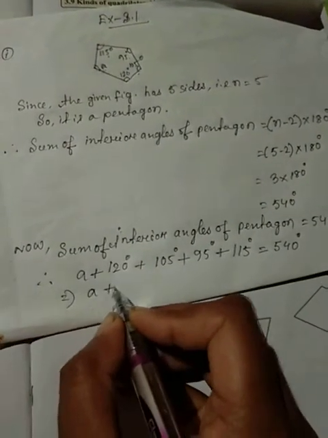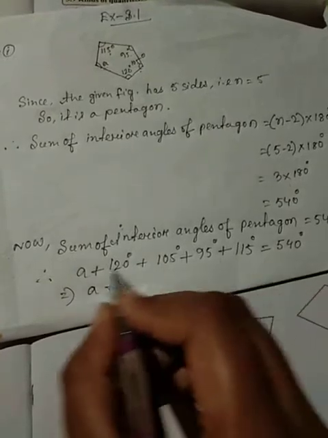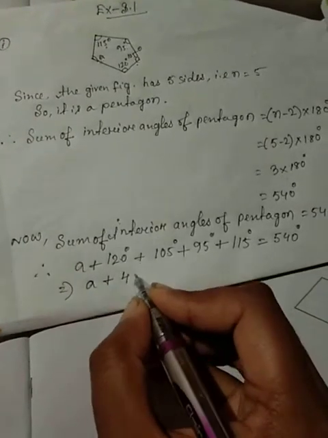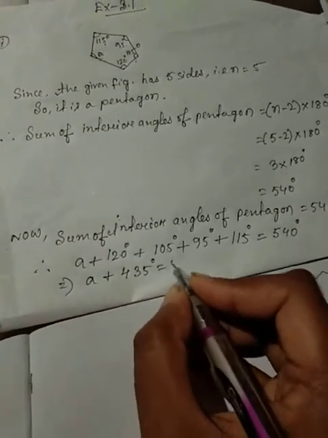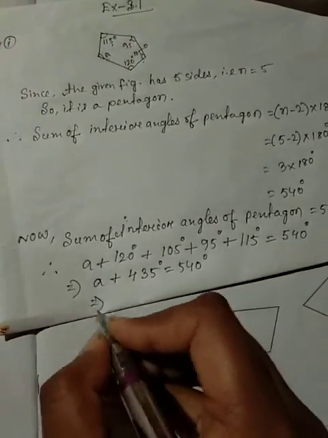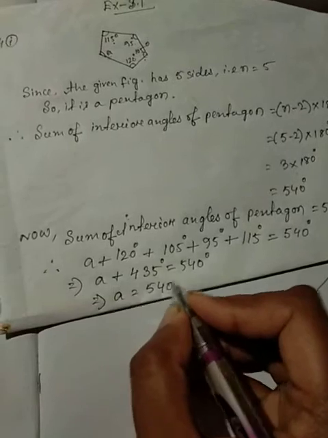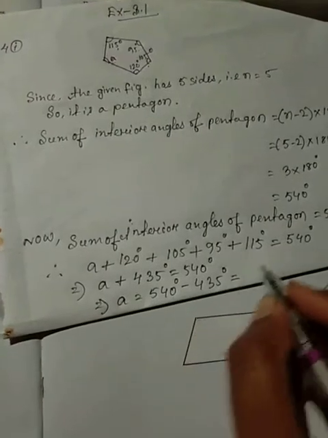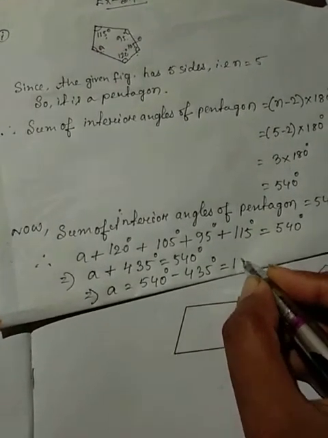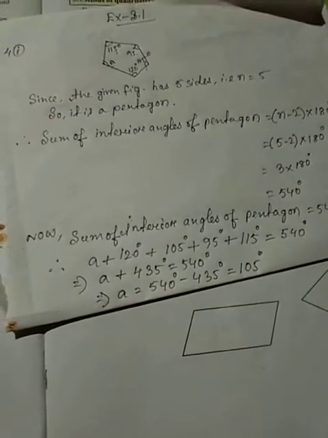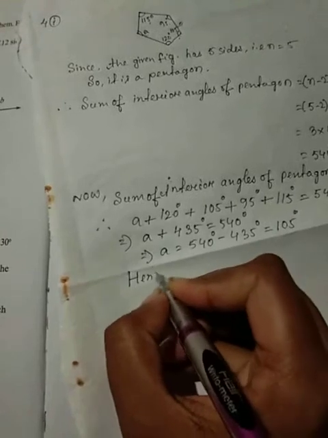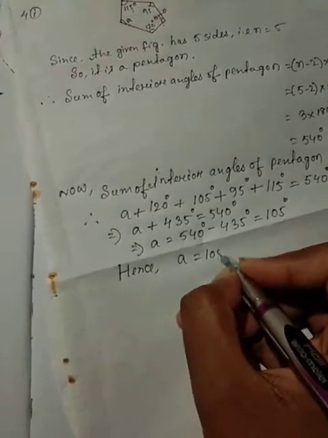Implies A plus, now we add these numbers. By adding these numbers we get 435 degree equal to 540 degree. Implies A equal to 540 degree minus 435 degree equal to 105 degree. Here we find the value of angle A. So we write here the conclusion. Hence A equal to 105 degree.